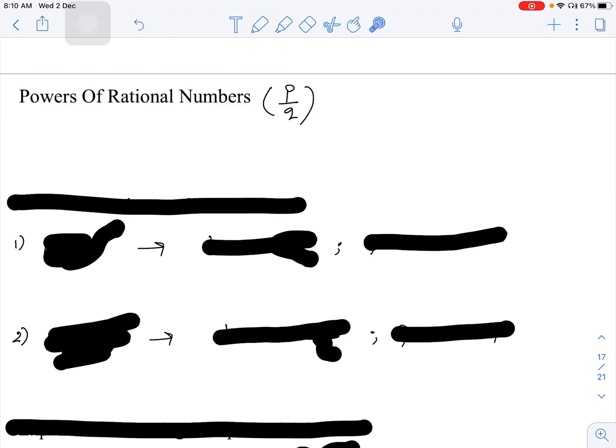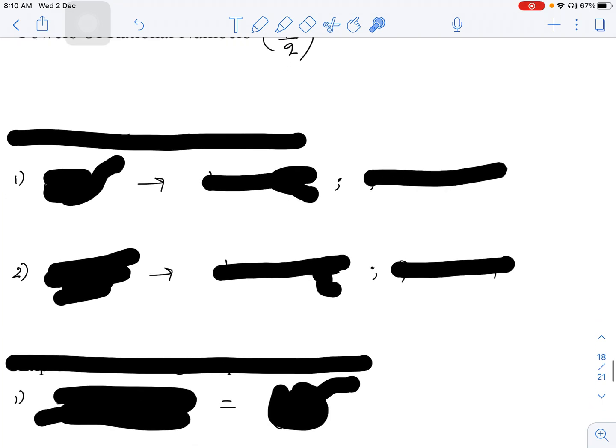Now, in this part, we are going to learn about powers of rational numbers. Rational numbers means a number which is represented in p upon q form, that is numerator denominator form. So let us start with some examples.